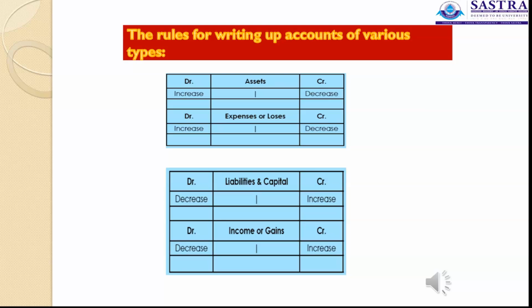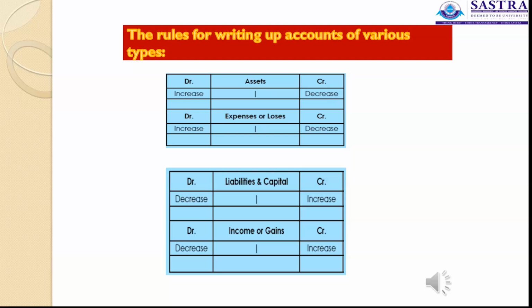Liabilities increase on the credit side and decrease on the debit side. Then capital, the same as liabilities, that is increases on the credit side and decreases on the debit side. Then expenses, increases on the debit side and decreases on the credit side. Next, income and gains, increases on the credit side and decreases on the debit side.